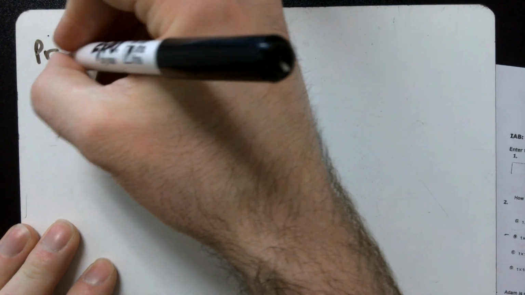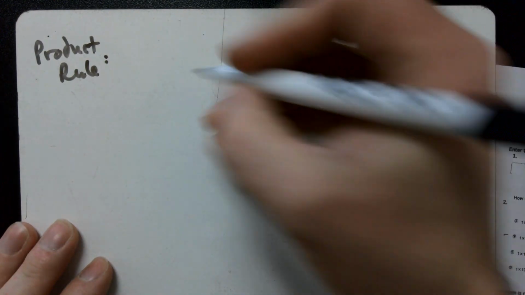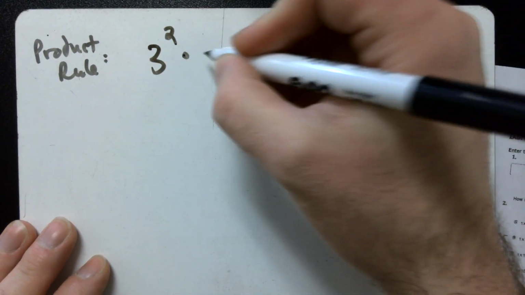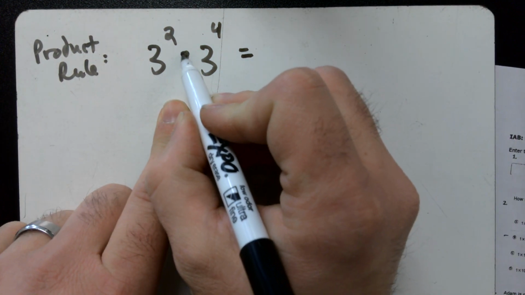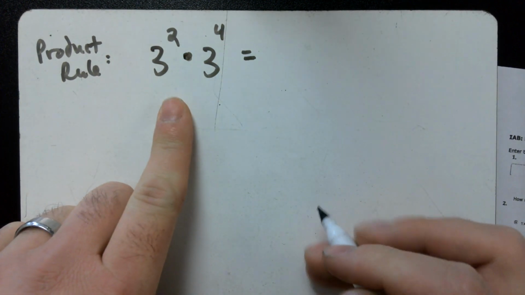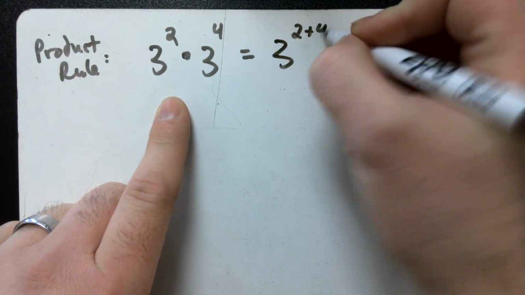So, my exponent rules. Maybe when we talk about them, they'll come back to you. The first one is the product rule. What's a product? The result of multiplication. If I have 3 squared times 3 to the 4th, the product, right, I'm multiplying. I know I need to use the product rule. The product rule tells me I need to add my exponents together.